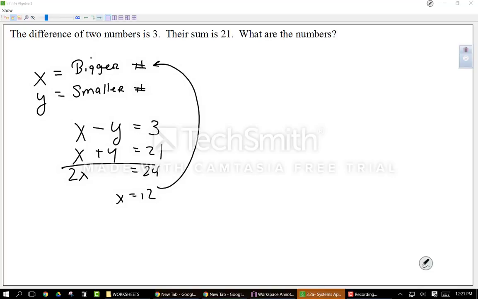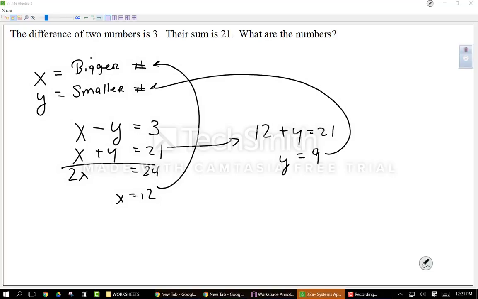It's just a number. So now I'm going to take this equation. You can very well take the top one. Doesn't really matter. 12 plus y equals 21. Y equals 9. So again, my y value is 9. So this is 12, this is 9. So 12 is the bigger number, of course it goes with our x. Y is the smaller number, and of course it goes with our y.